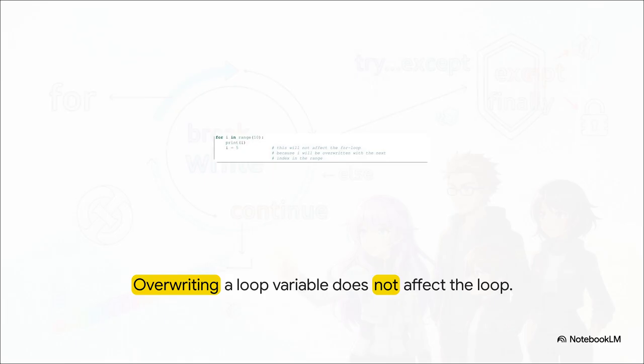Imagine a simple for loop iterating over a range of 10. But then, inside the loop, you try to manually reassign the index variable to 5. You might think this would reset the loop, or maybe trap it at 5 forever, but it doesn't. Overwriting a loop variable during iteration does not affect the for loop. The very next time the loop cycles, Python will just overwrite your 5 with the next index in the range. The loop's iterator is always in charge, not your manual assignments.